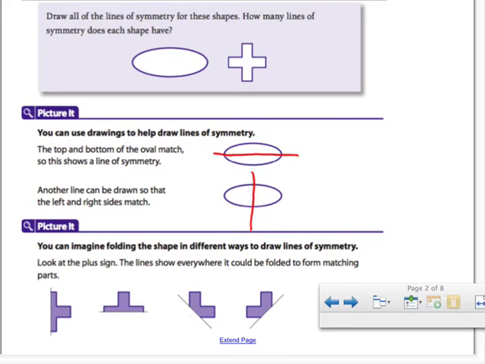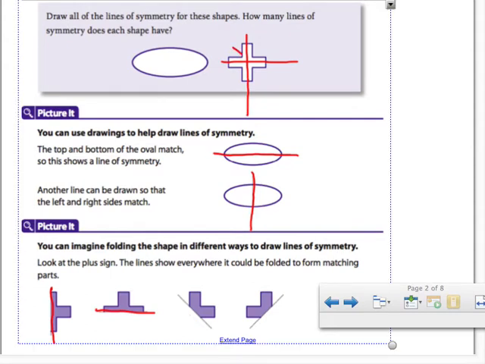Also, you can imagine folding the shape, like for the plus sign. Any way you can fold a plus sign and the other half disappears completely is a line of symmetry. The plus sign actually has 4 lines of symmetry. Across the middle, down the middle, diagonally, and diagonally again. 4 lines of symmetry. Let's look at some problems, shall we?